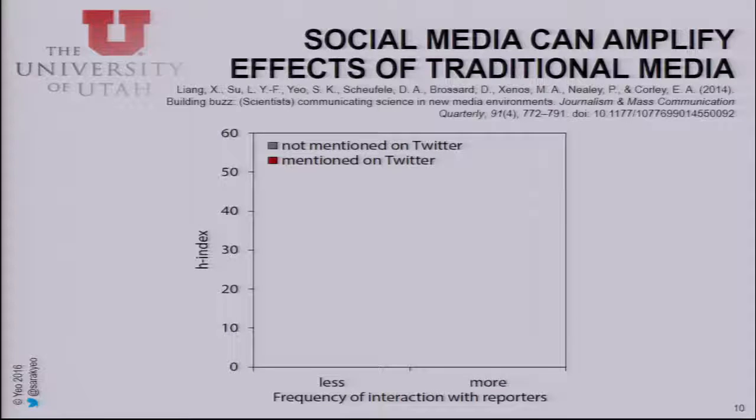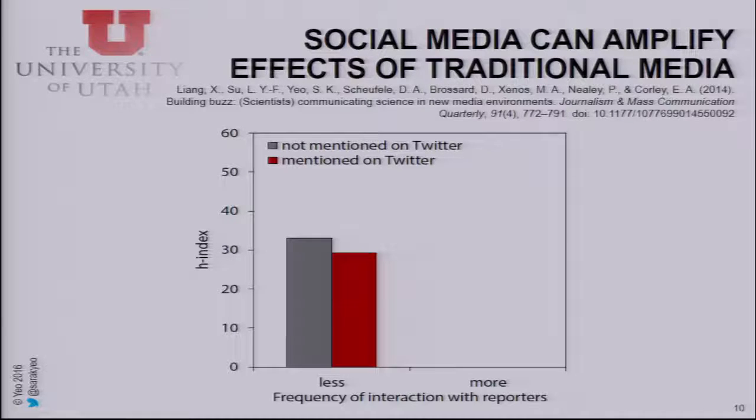So just looking at some of the results of this, here we have a graph that shows the frequency of scientists' interactions with reporters. They had either less or more, we just dichotomized this, and then the H index, which is a proxy for academic productivity. And you see that among those who had relatively fewer interactions with reporters, social media really doesn't do all that much for them.